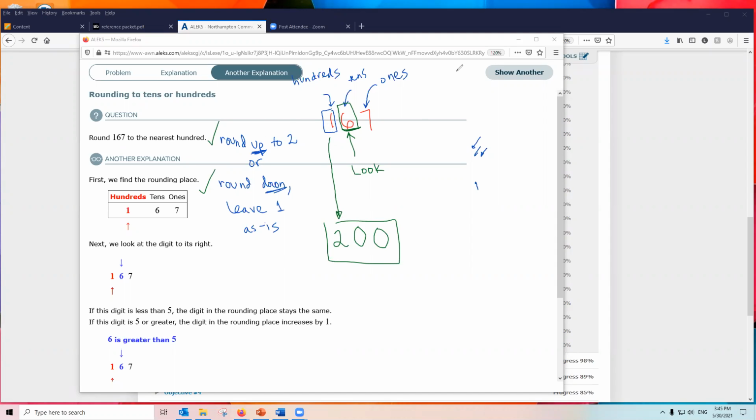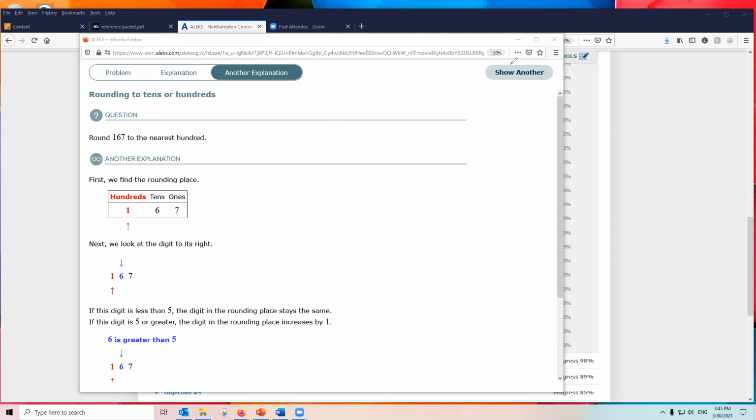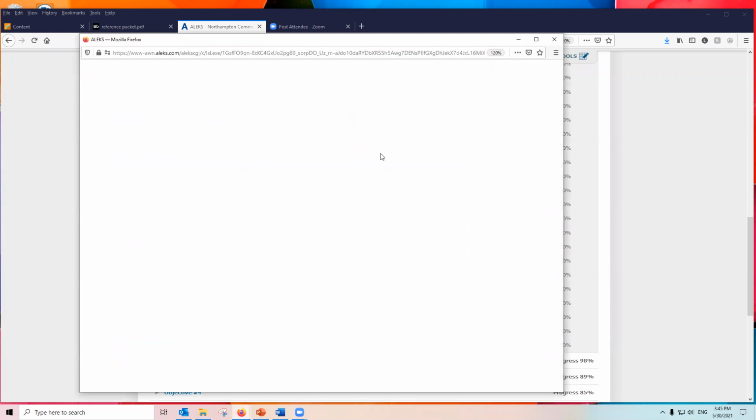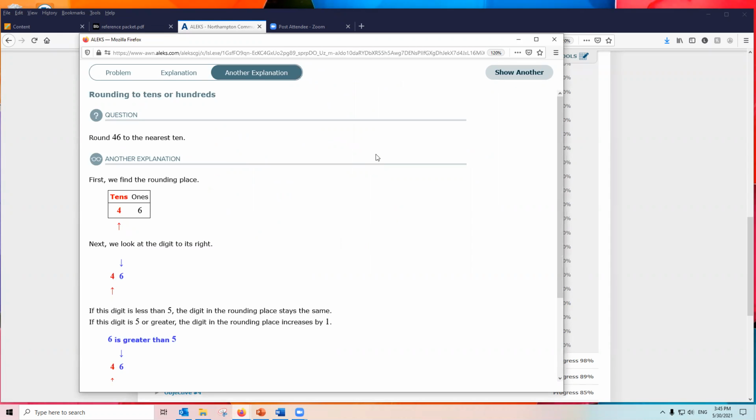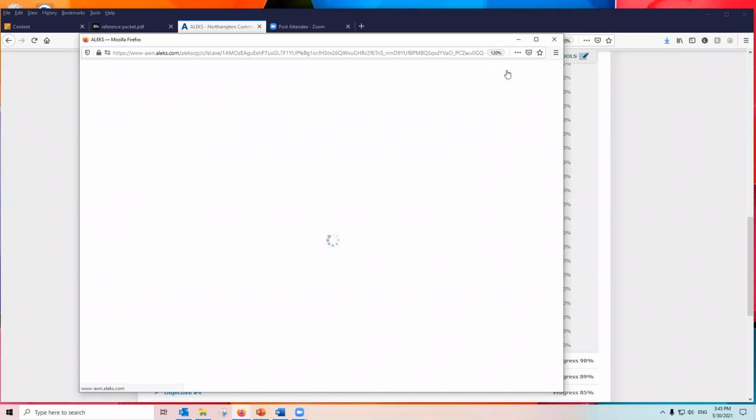All right, let me do another quick example like this. So I'm going to come over here to show another. If I want more practice, I can click here, show another. All right, let me do a different one.